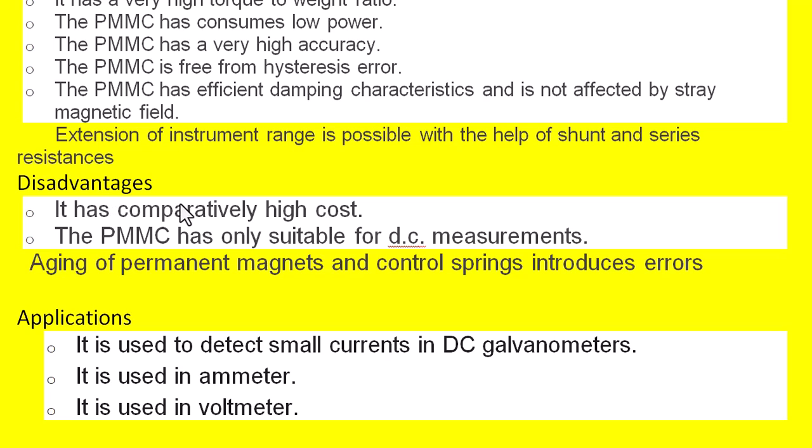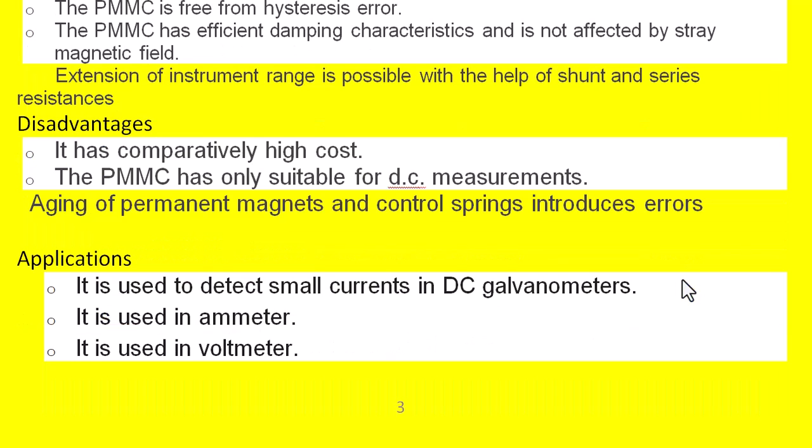Coming to the disadvantages, it has comparatively high cost. It is only suitable for DC measurements. Aging of permanent magnets and control springs introduces errors in the measurement in the long run.